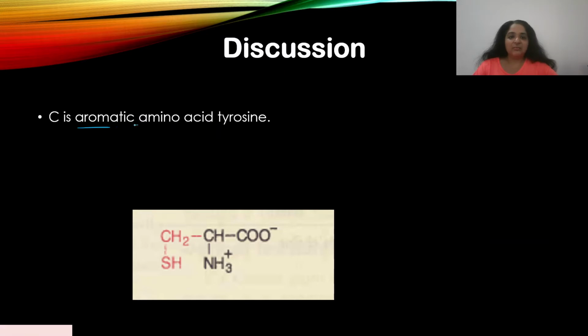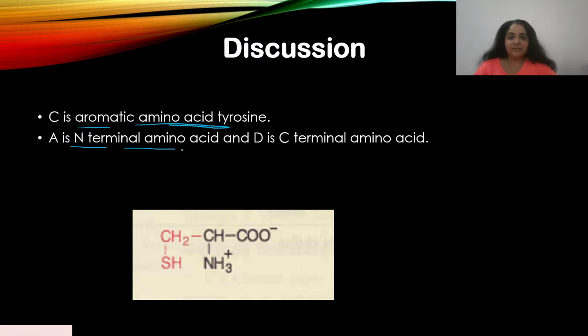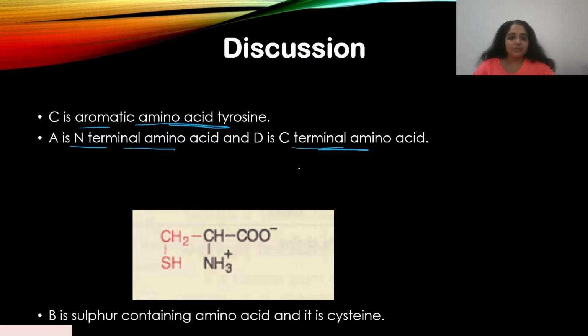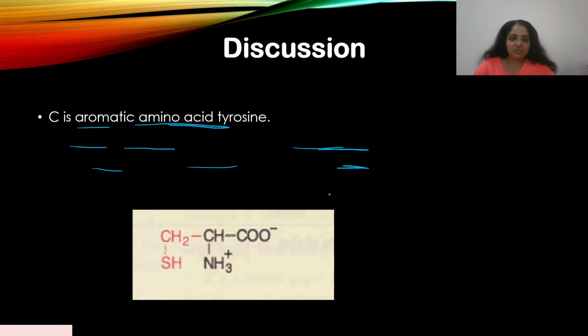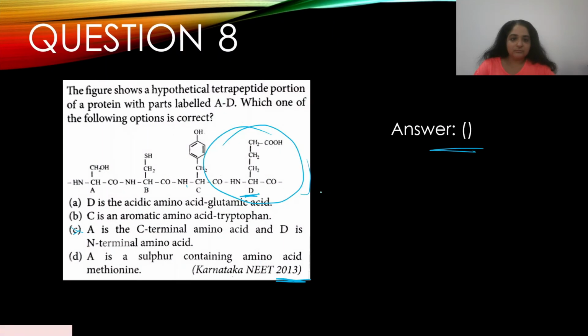So C is aromatic amino acid tyrosine. A is the N terminal amino acid and D is the C terminal amino acid. It was the other way around. And B is the sulfur containing amino acid. It is cysteine. If you go back to the question, yes, there's sulfur here. It says A is sulfur containing, but there's no sulfur in A, right? So clearly it's not A. It's B that is the sulfur containing amino acid. It's not methionine, it's cysteine.